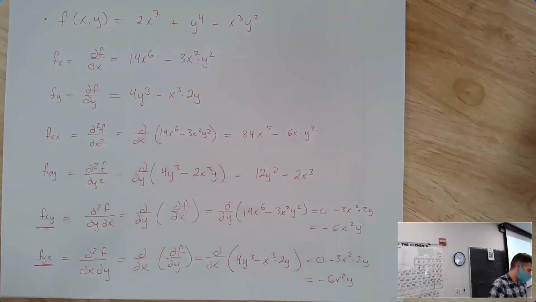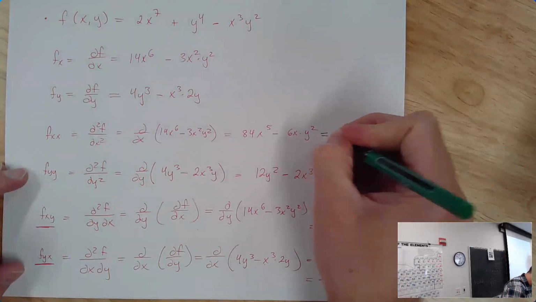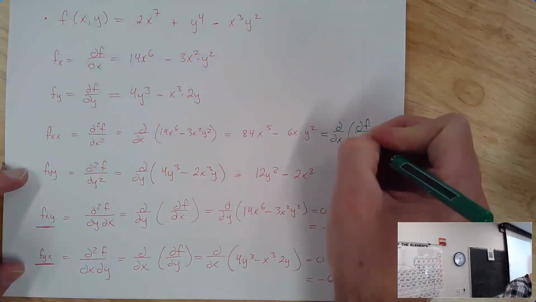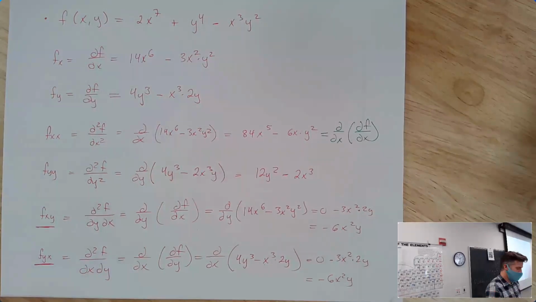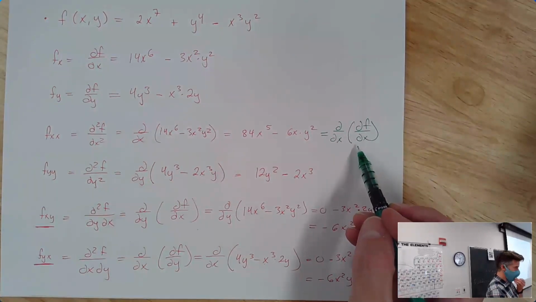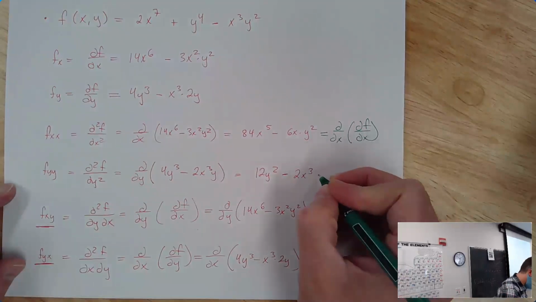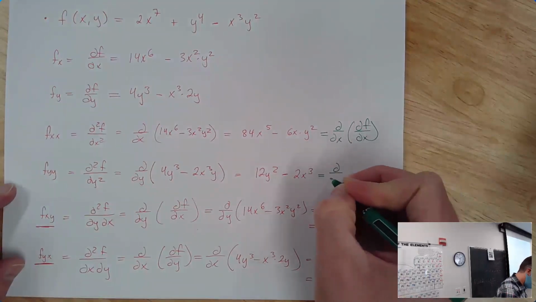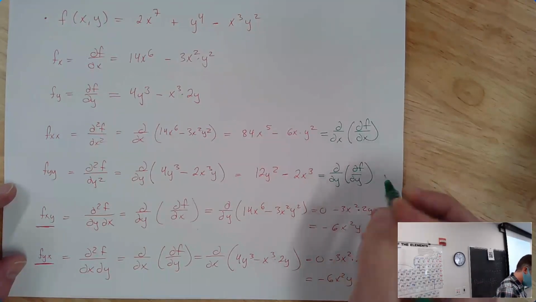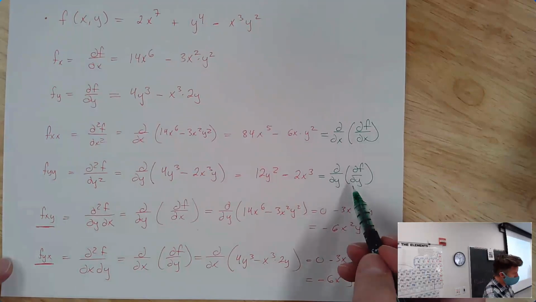You could also write this as del x of del f del x. The derivative with respect to x of the derivative of f with respect to x. And this one here, fyy, is del y of del f del y. The derivative with respect to y of the derivative with respect to y.